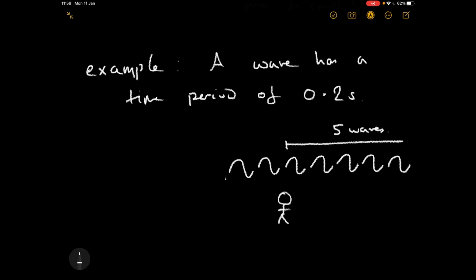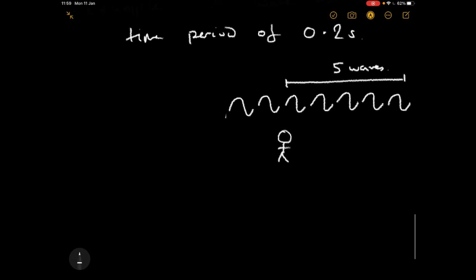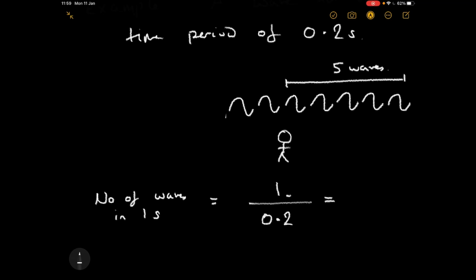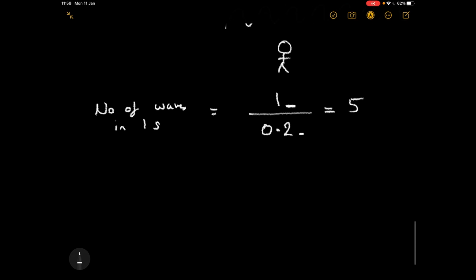And so what that tells us is, how is 5 related to 0.2? Well, it's just the reciprocal of it. Because the number of waves in 1 second is equal to 1 over 0.2, because that's your 1 second divided. This is your total amount of time. This is how long for each unit of waves, and that will give you 5. And that's how the two things are related. This is our frequency, this is our time period.